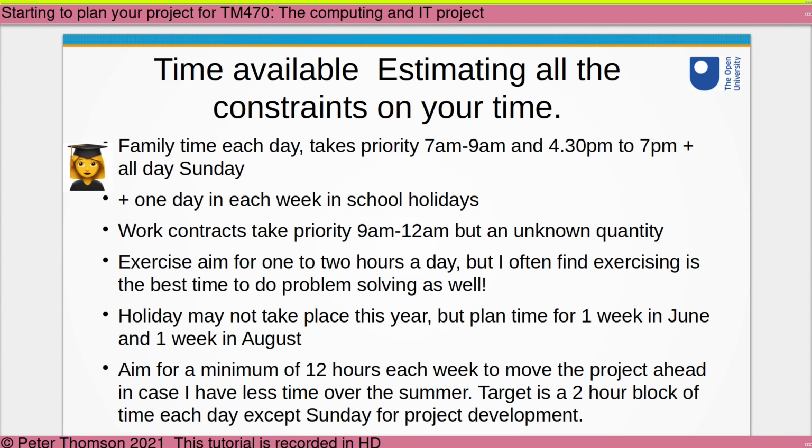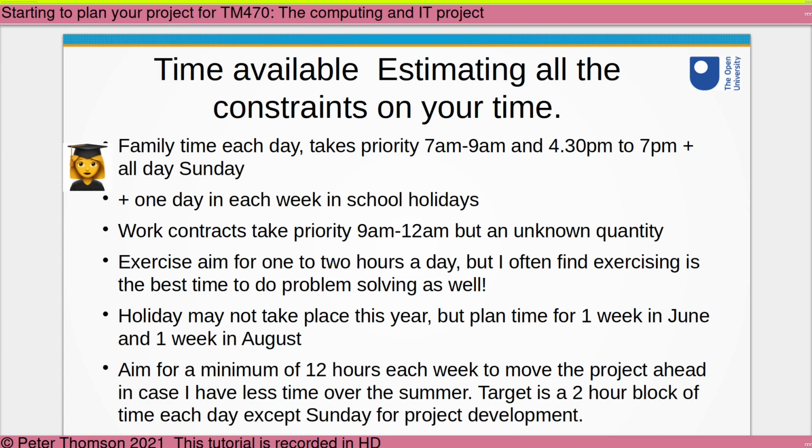Family time each day takes priority, 7 to 9 a.m., 4:30 to 7 p.m. and all day on Sunday, plus 1 day a week in the school holidays. Work contracts take priority 9 a.m. to 12, but an unknown quantity. Exercise, aim for 1 or 2 hours a day, but I often find exercising is the best time to do problem solving as well.